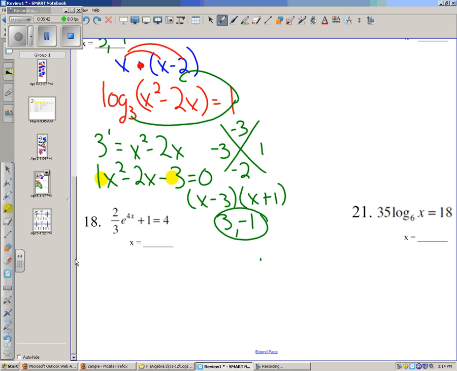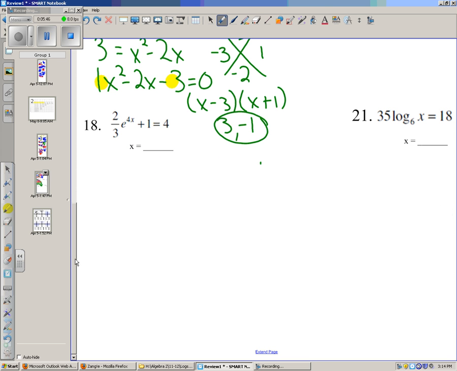18, there's a constant, the 1 or the 4. It doesn't matter which one you look at, but I will have to loop. But before I can loop, again, it's just the base and the exponent, so I need to move the 1 and the 2/3. First, I'm going to move the 1 by subtracting it, so that gives me 3. And then I'm going to move the 2/3 by multiplying by the reciprocal.